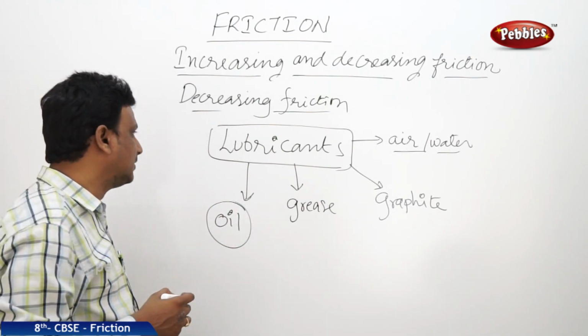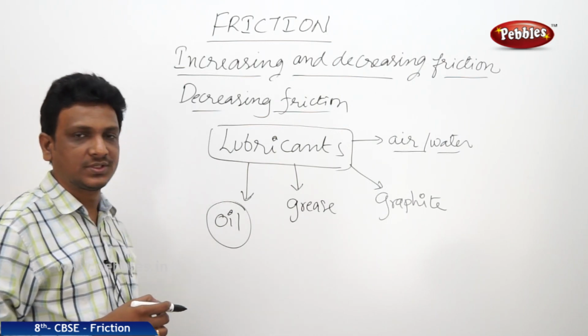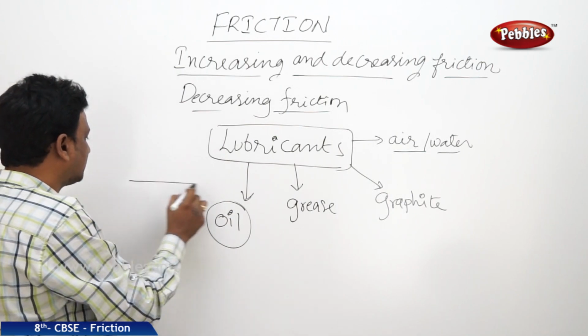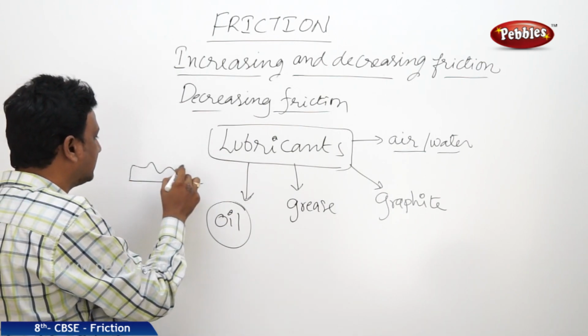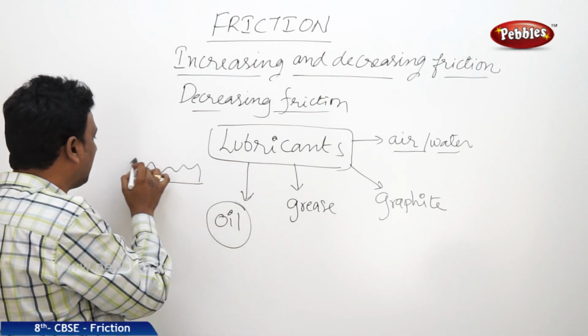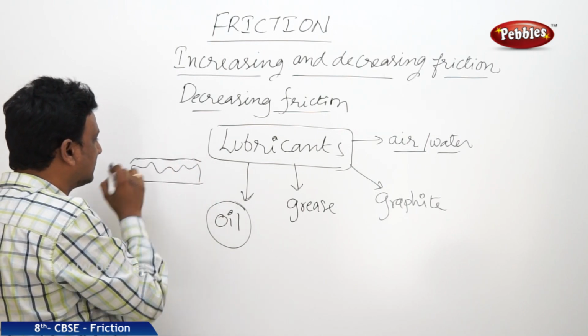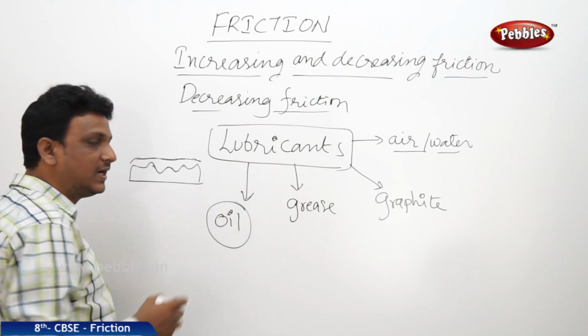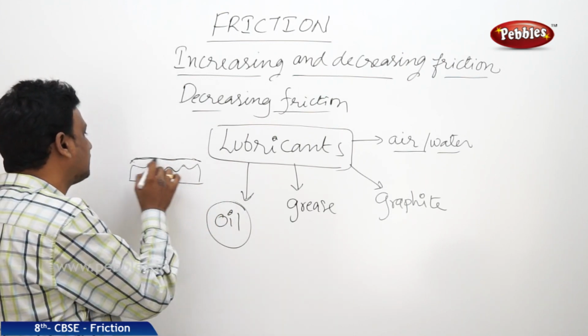So why is oil or grease used as a lubricant? Let us see. We know that the surfaces have got some irregularities. When oil is applied, the oil is applied like this. So what happened? The irregular surfaces are filled by this oil. So the surface has become smooth.